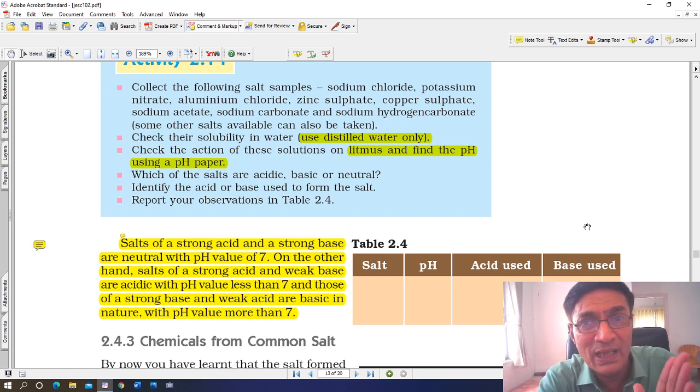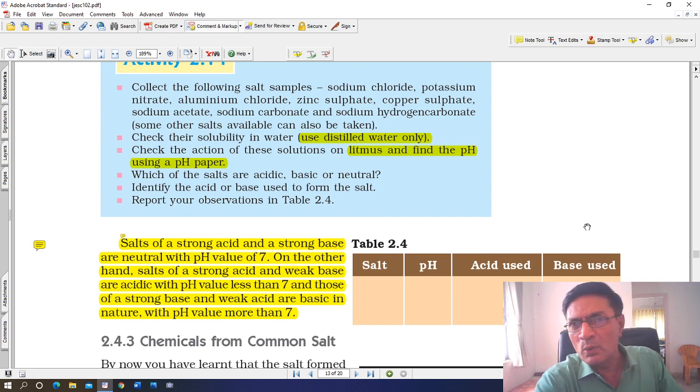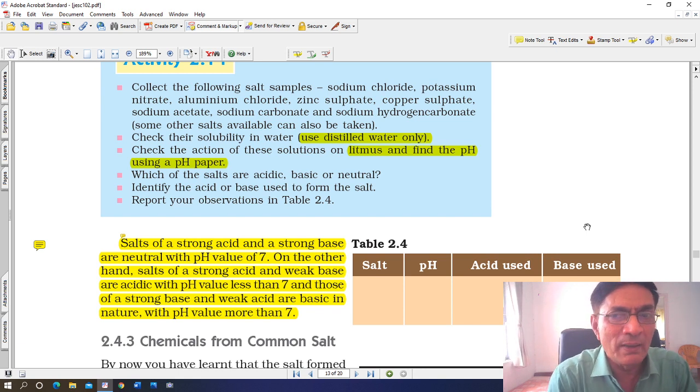Its pH will be greater than 7. Similarly, sodium carbonate and sodium hydrogen carbonate, that is sodium bicarbonate, you can test that. All you have to see is whether the acid is strong or weak, and whether the base is strong or weak. Accordingly, the salt solution will be acidic, basic or neutral.